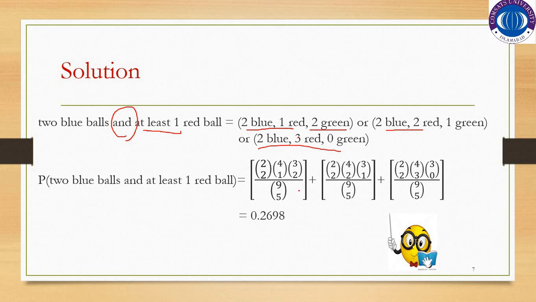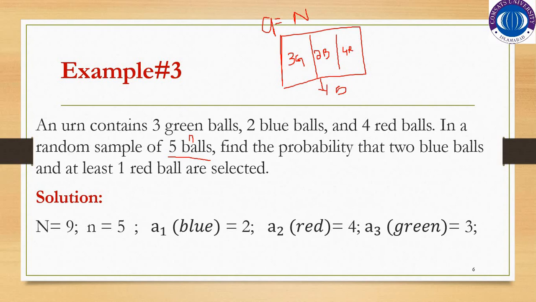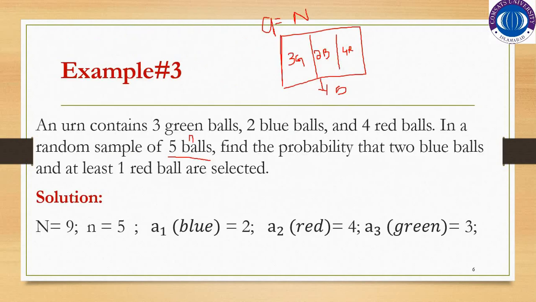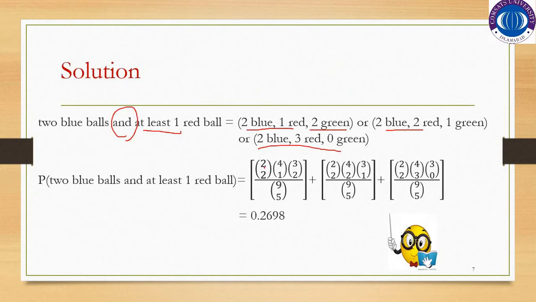So by applying the multivariate hypergeometric distribution probability mass function, which is this, A1 C x1, A2 C x2, and so on, for however many categories you have. Here in this particular example, you have 3 categories. This is A1, this is A2, and this is A3. This is X1, this is X2, and this is X3. So this one is capital N and this one is small n.